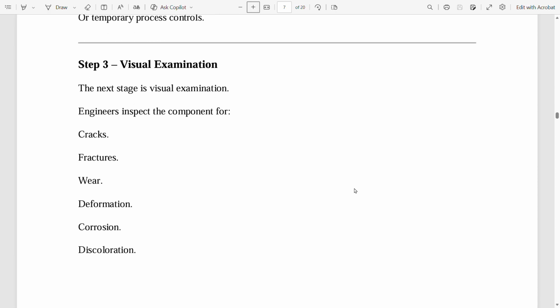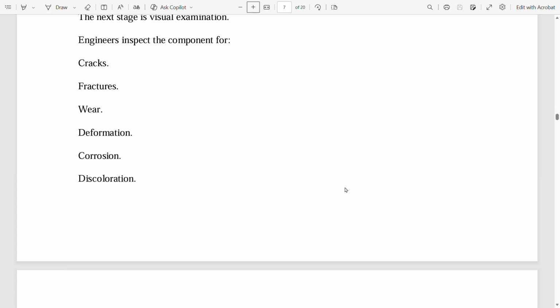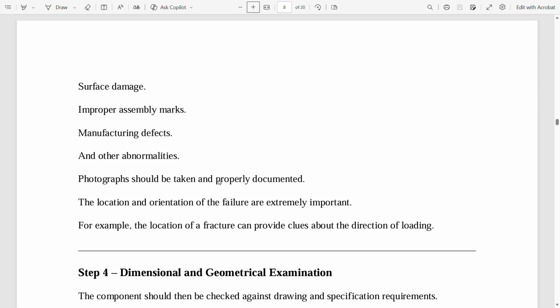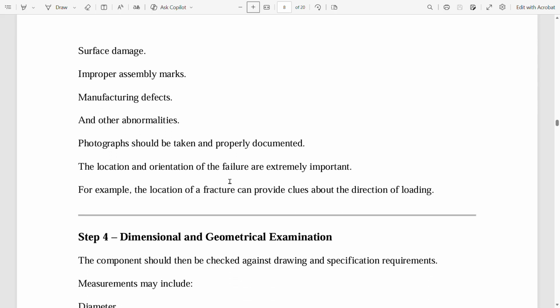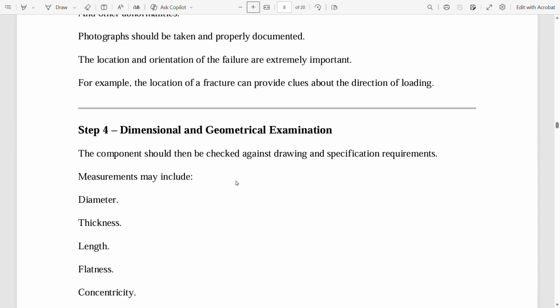Now step 3. Visual examination. The next stage is visual examination. Engineers inspect the component for cracks, fractures, wear, deformation, corrosion, discoloration, surface damage, improper assembly marks, manufacturing defects, and other abnormalities. Photographs should be taken and properly documented. The location and orientation of the failure are extremely important.